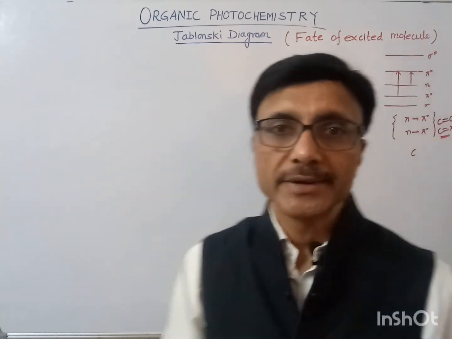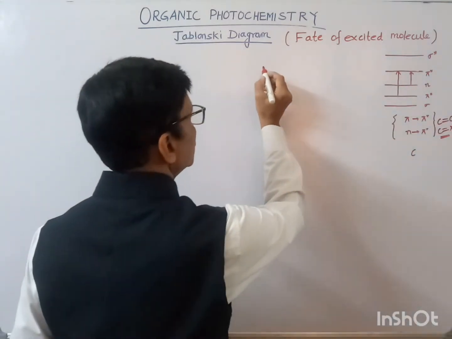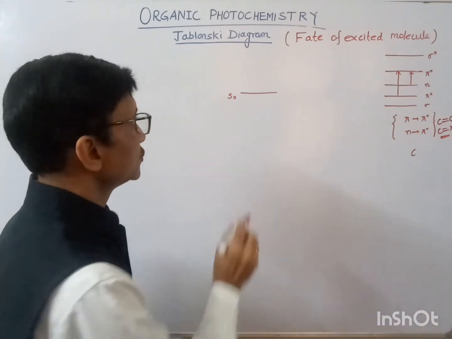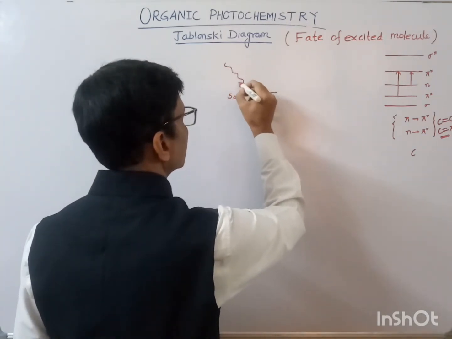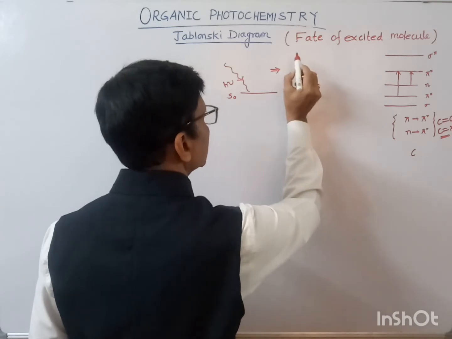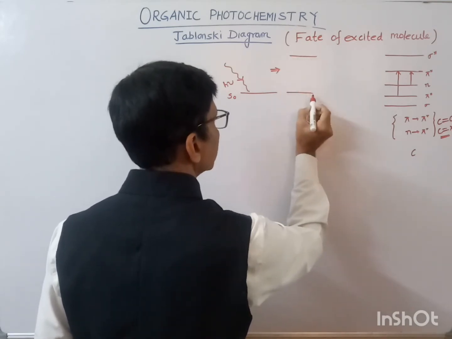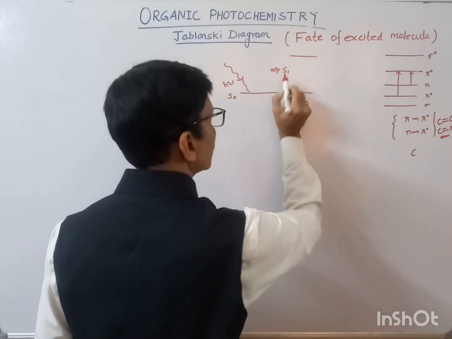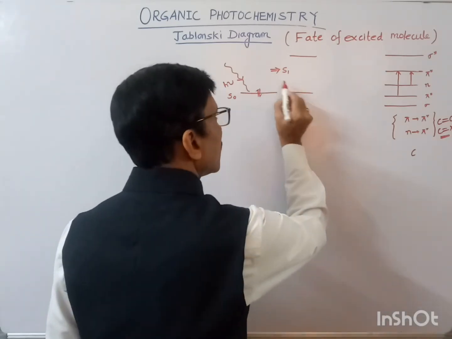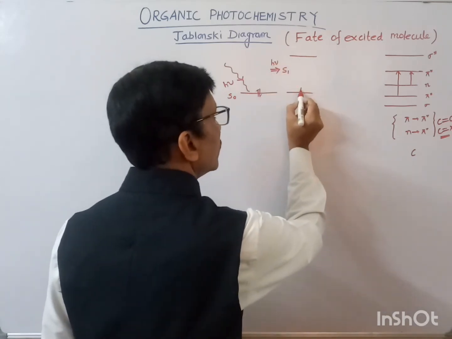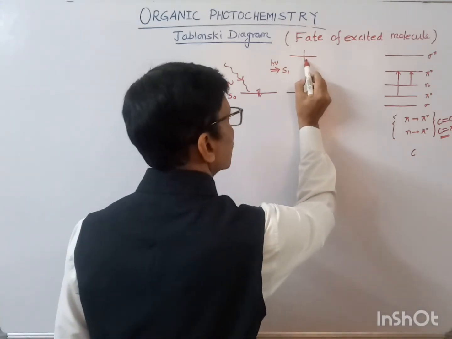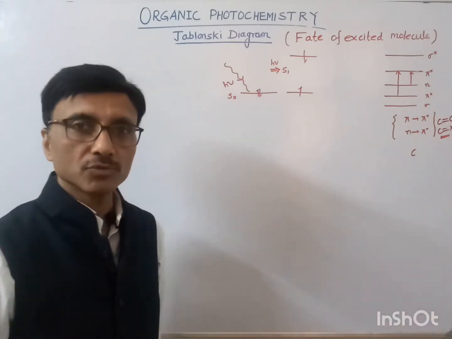Now suppose any molecule absorbs energy, then first of all it is in the ground state. Suppose this is S0, the ground state, and after absorbing light energy it will undergo excitation, and the electron will go from the ground state into the excited state. Suppose this is S1, the first excited state. Two electrons are initially present in the ground state, and after getting light energy it goes into the excited state, and the spins are opposite, even after going into the excited state.